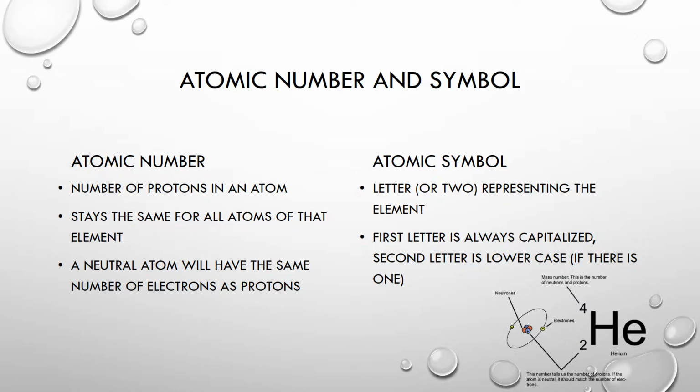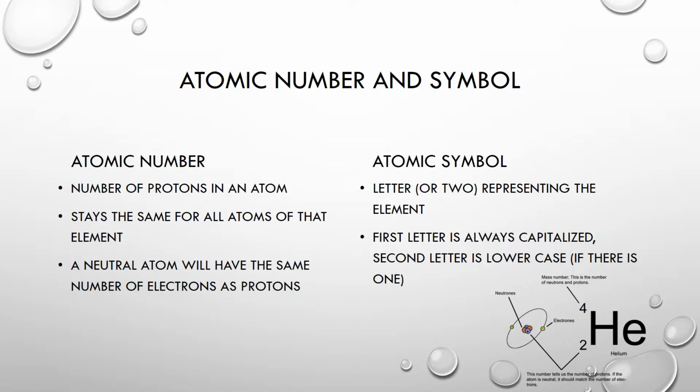When we're looking at our atoms, it's important to understand the atomic number and the atomic symbol because those help us understand what each element is made of, or what each atom is made of, what stuff it's making up. So the first one is the atomic number. This represents the number of protons in an atom.